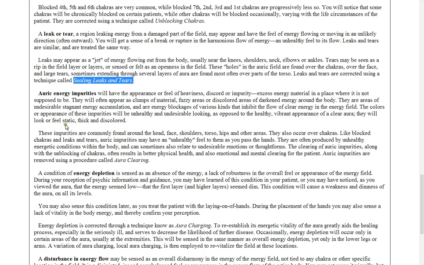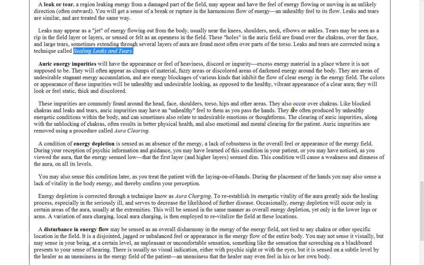You'll sense this through your beingness. These impurities are commonly found around the head, face, shoulders, torso, hips, and other areas. They also occur over chakras, like blocked chakras and leaks and tears. Auric impurities may have an unhealthy feel to them as you pass the hands. They are often produced by unhealthy energetic conditions within the body and can sometimes also relate to undesirable emotions or thought forms. Makes their thoughts impure, emotions impure.